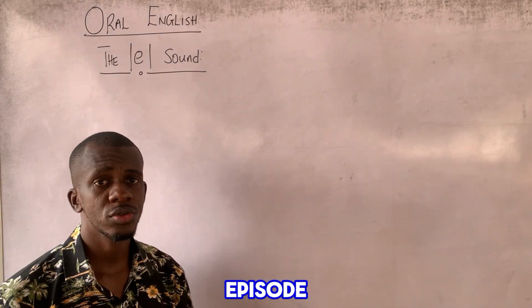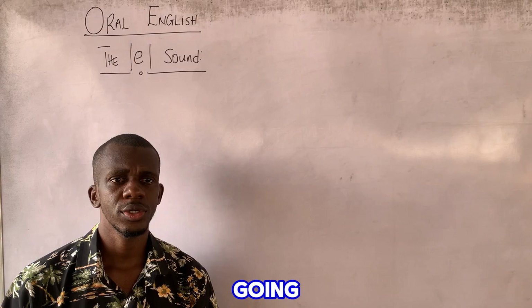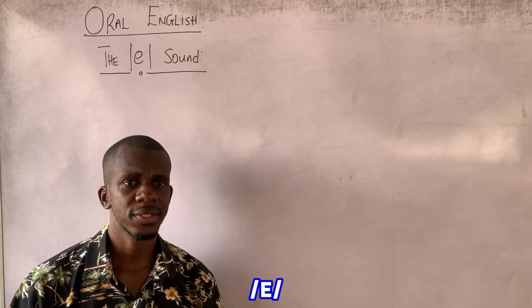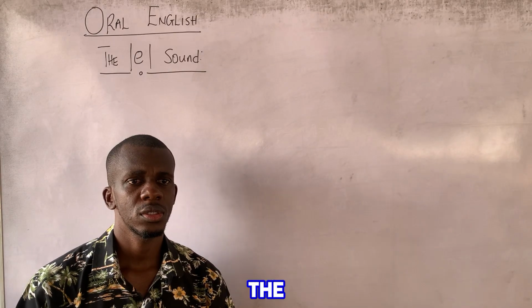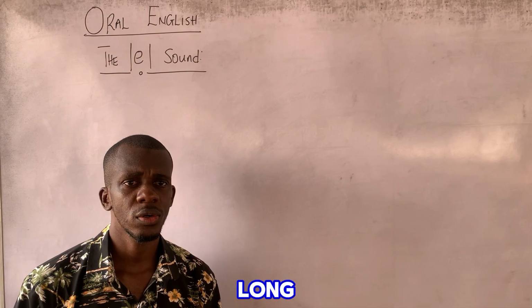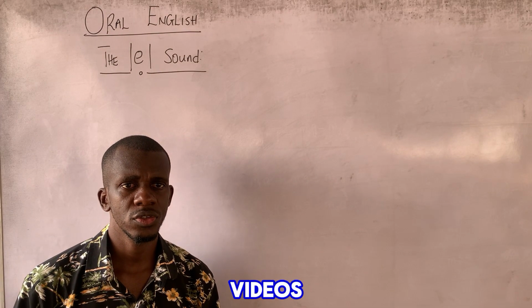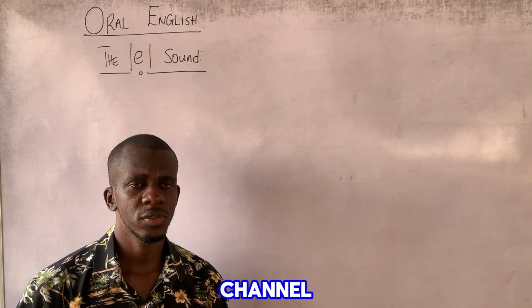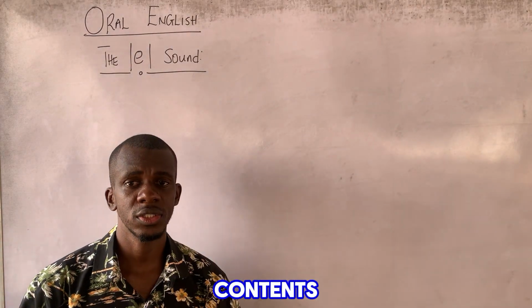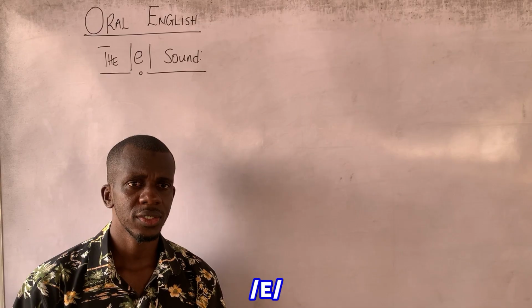On today's episode of the English language sound system, we're going to look at the vowel sound number three, which is the air sound. The previous vowels we have looked at are just two: the long E sound and the short E. The videos are right there on the channel in the oral English playlist. Do get familiar with the contents in that video. So today we're going to talk about the air sound.